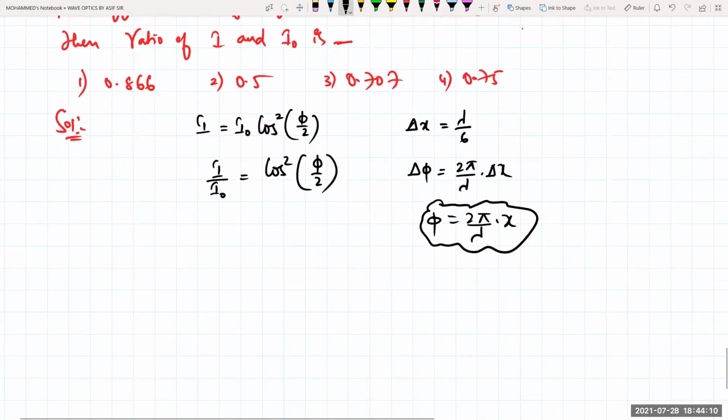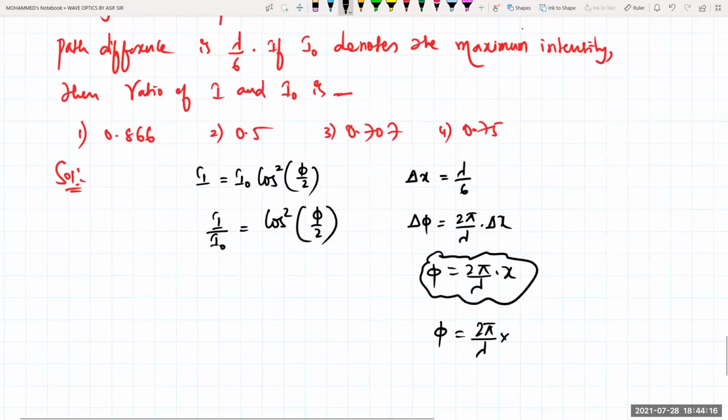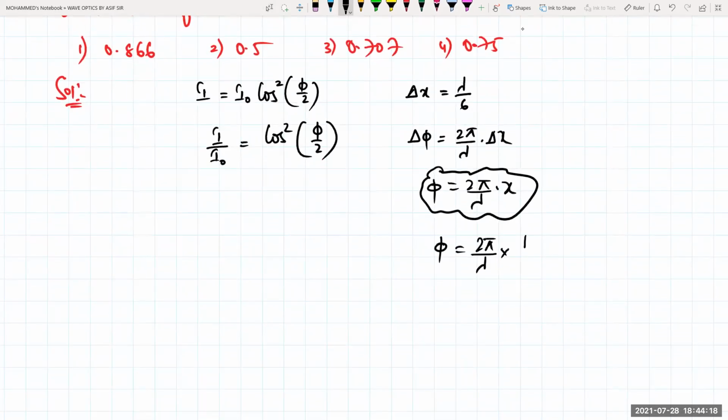So phi is equal to 2 pi by lambda into x. At what distance is the path difference? Lambda by 6. This lambda will get cancelled. 2 ones are 2, 2 threes are 6. And phi will become pi by 3. Pi by 3 means how many degrees? 60 degrees.